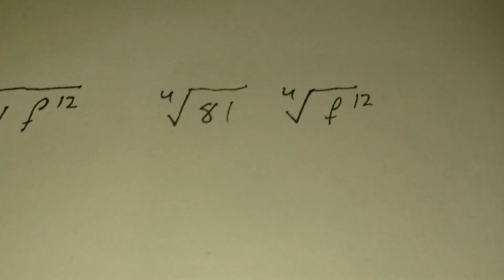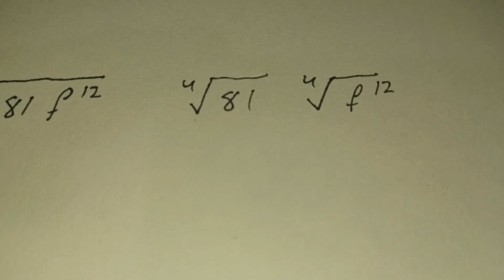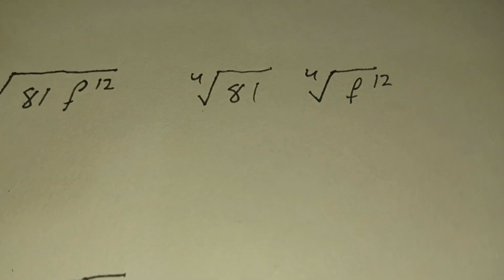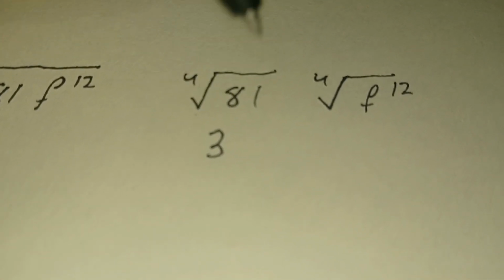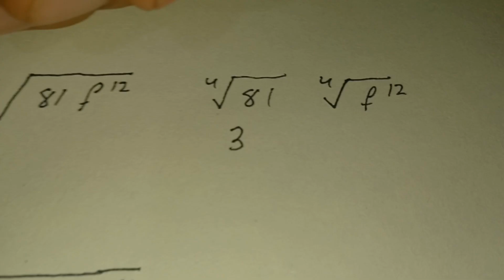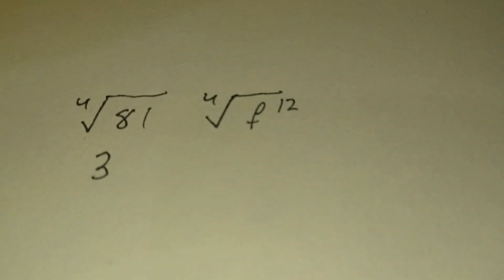Let's start with this one. What number times itself 4 times is going to give us 81? That is going to be 3. 3 multiplied by itself 4 times will give us 81. So we have this one done. Now we have the fourth root of f to the 12th left to do.